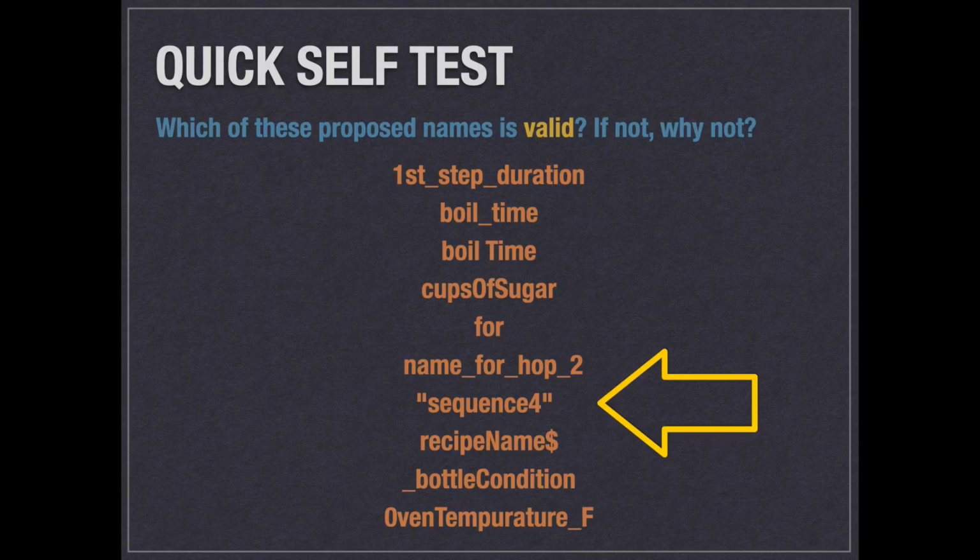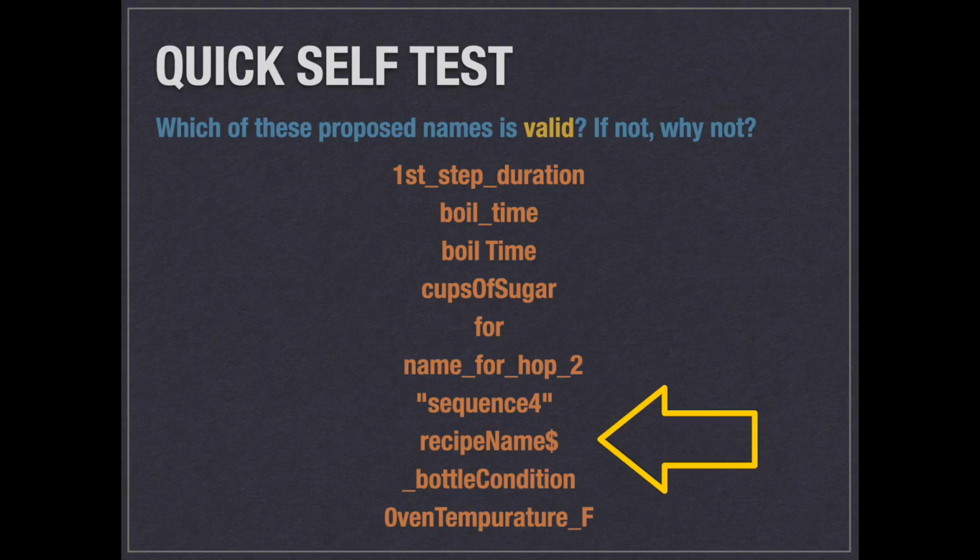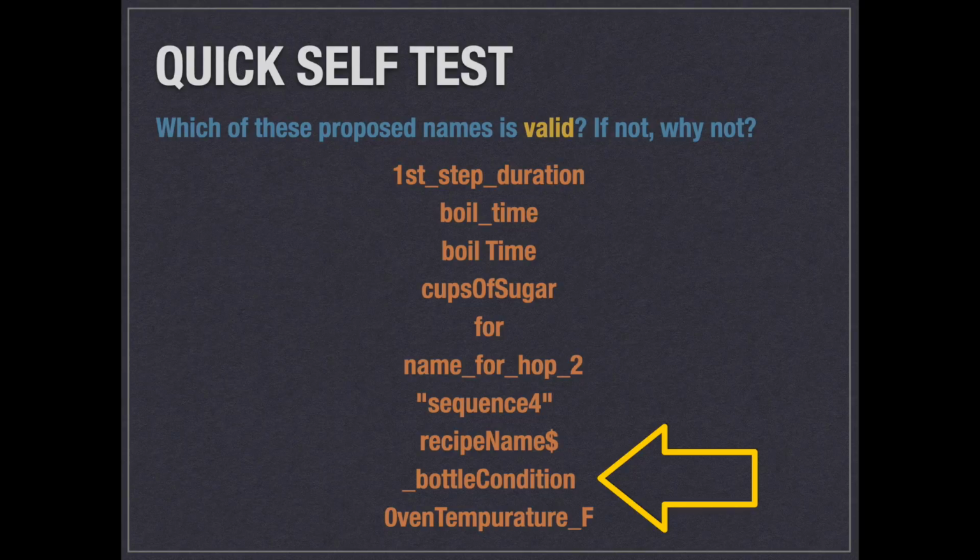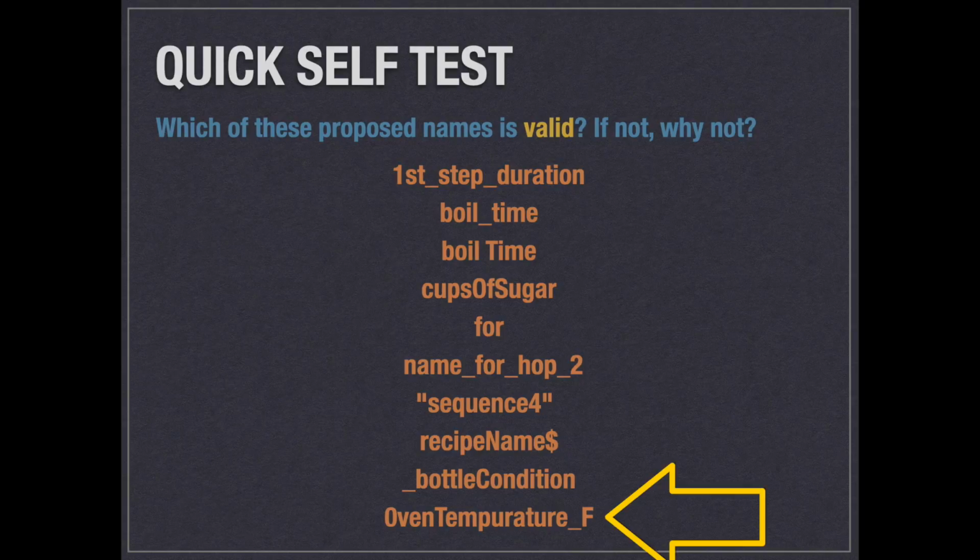All right, sequence 4. If it was just sequence 4, that'd be great, but I put it in quotes, and quotes means that it's not an identifier. Actually, Java sees that as a literal, an actual piece of text to do something with. So you cannot use something like that as an identifier. Recipe name, that works fine. Bottle condition with the symbol at the beginning, yeah, that works fine. Oven temperature in Fahrenheit, or however you would read that, that works fine too.